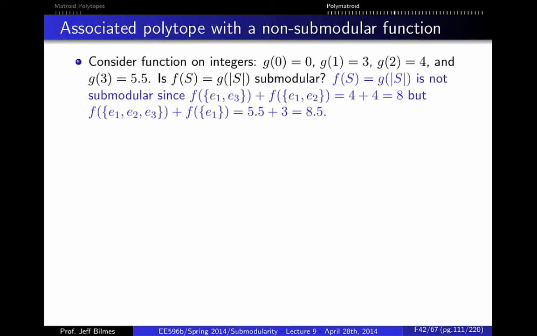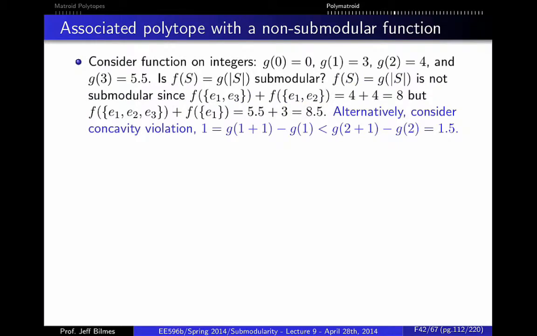No, it's not. It's not submodular, and you can see this in a number of different ways. If you take f of {e1, e3} plus f of {e1, e2}, you get 8. But if you take f of {e1, e2, e3} plus f of {e1}, that's going to be 8.5, right? That's the union and the intersection. So therefore, we don't get the right inequality.